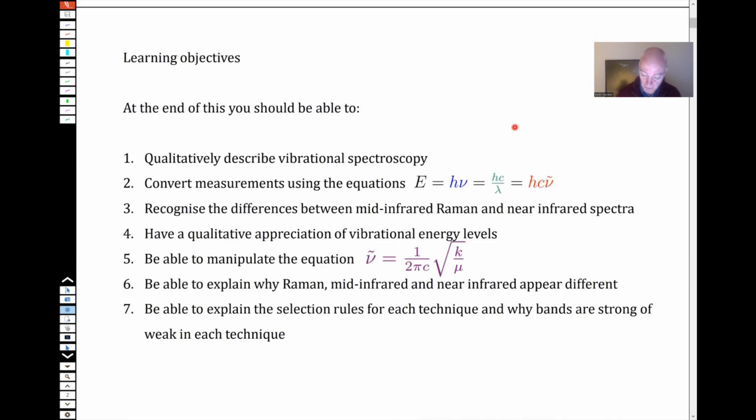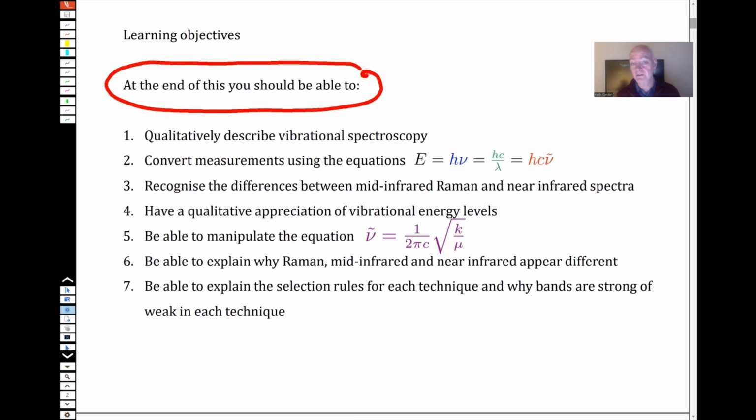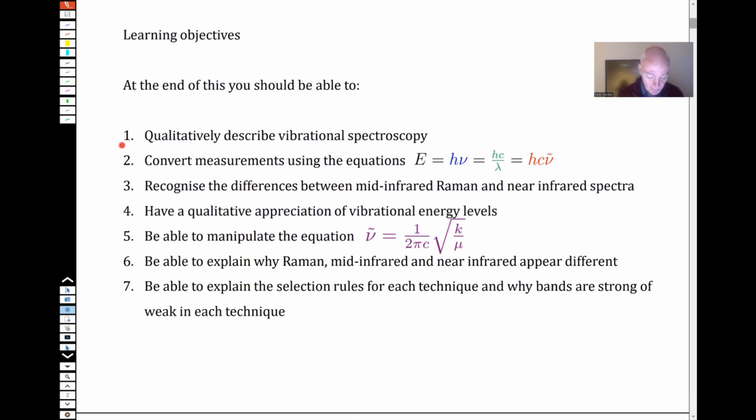So let me just first go through the learning objectives that we have for this particular lecture, if you like. The idea really is that at the end of this, you should be able to do the following things. Some of these you're probably familiar with. So you should be able to qualitatively describe vibrational spectroscopy. Now, by qualitatively, I really mean diagrammatically explain spectroscopy. That's really what I mean.